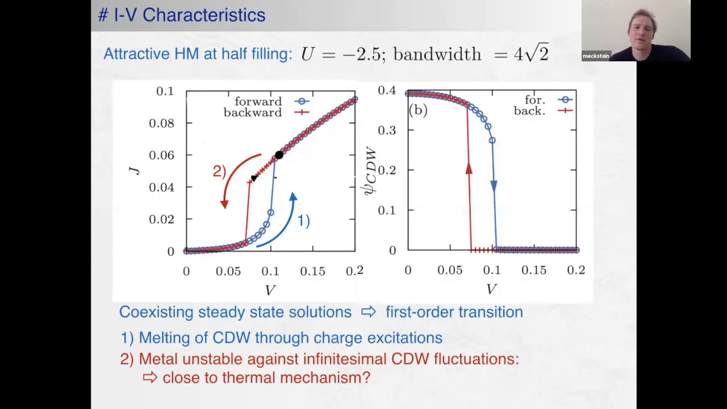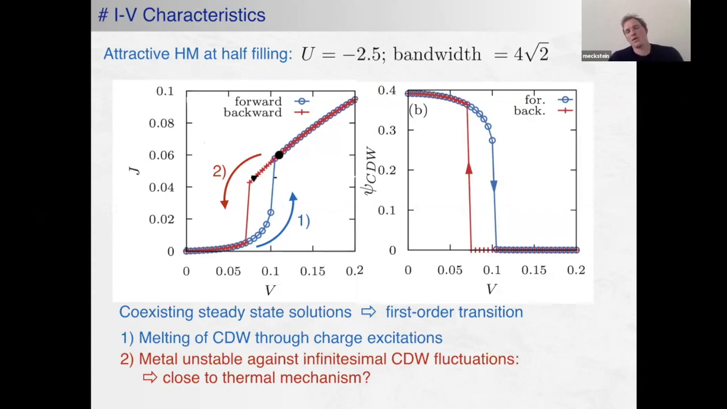What you see on the left side is the current as a function of the voltage as we increase the voltage. For very small voltages, you see there is no current. This is clear because we are in an ordered phase, which is an insulator. But then the current goes up and eventually jumps onto another branch, which, if you extrapolate it to zero, has a linear current-voltage characteristic. So this is the metal.